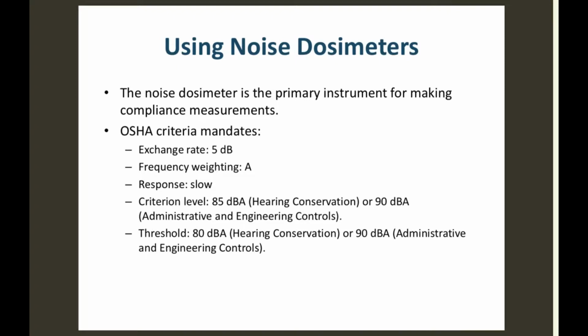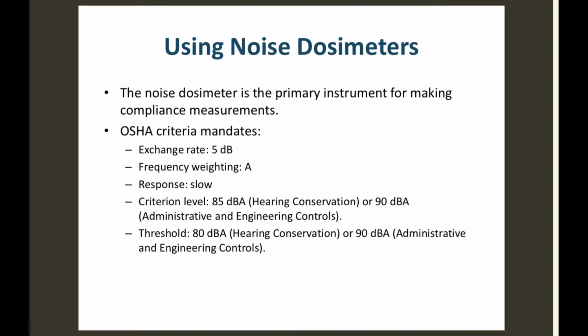OSHA uses an exchange rate of 5 decibels. That means for every 5 decibels you go up above 90 decibels, you can only be exposed for half of that time. So you can be exposed at 95 decibels for 4 hours. How about 100 decibels? 2 hours. How about 105 decibels? 1 hour. How about 110 decibels? Half an hour. So every 5 decibels cuts the exposure time in half. That's a 5 decibel exchange rate.